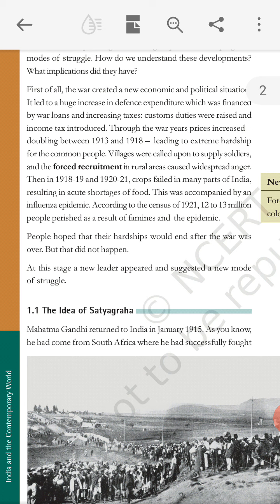At this stage, a new leader appeared. At that time, around 1921, after 1919, we can see a new leader appeared, came out, and struggled for freedom. They wanted to make our country free, and they also suggested a new mode of struggle, new methods, a new mode of struggle suggested by the new leader. Now the next paragraph we will read in the next clip.